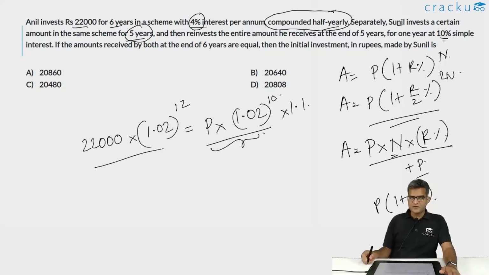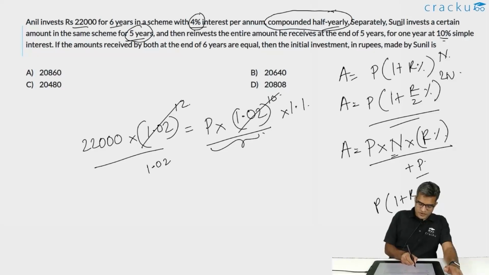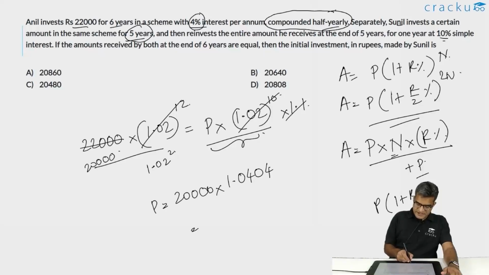This is the equation we are going to have to solve for the value of p. You can cancel these two, this becomes 1.02 whole square. 22,000 divided by 1.1 is 20,000. So the value of the principal is 20,000 into 1.0404, which is equal to 20,808, which is option D.